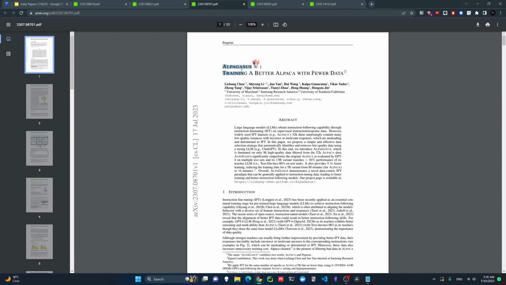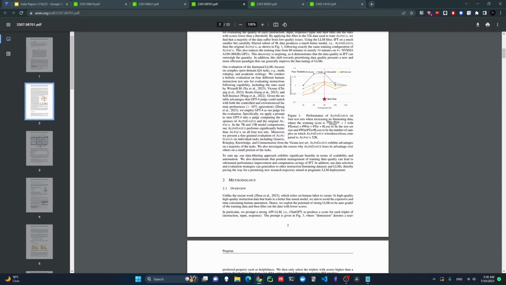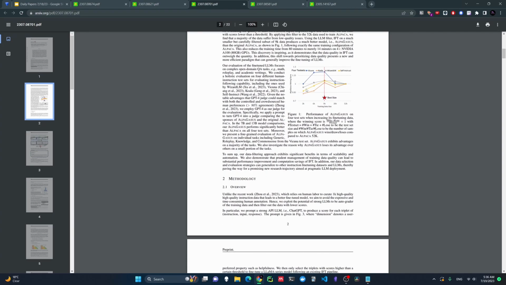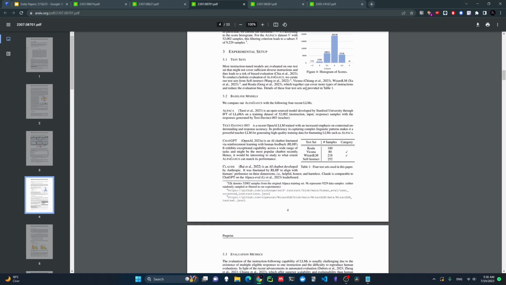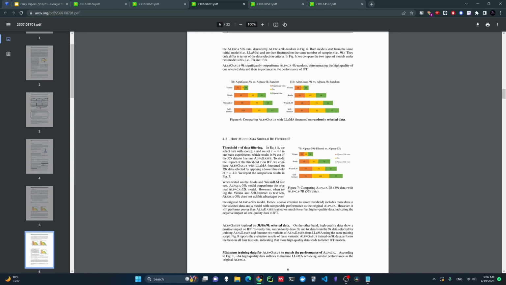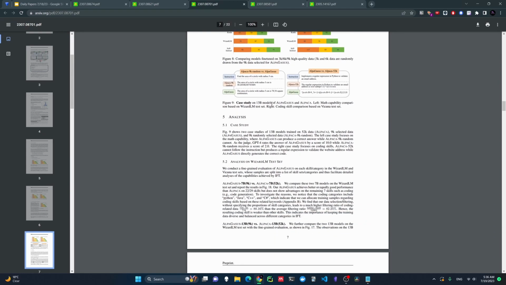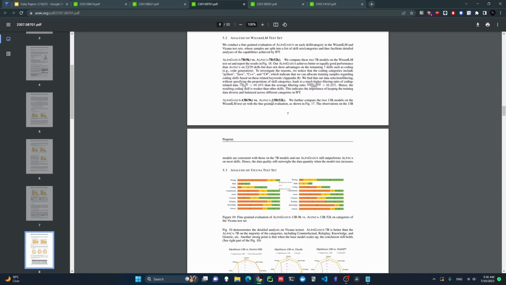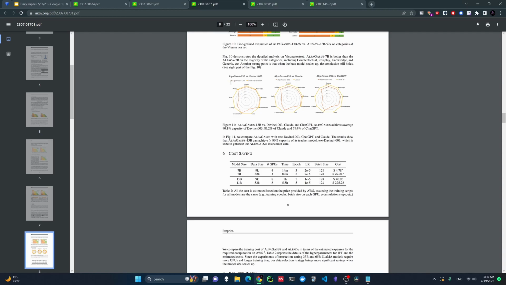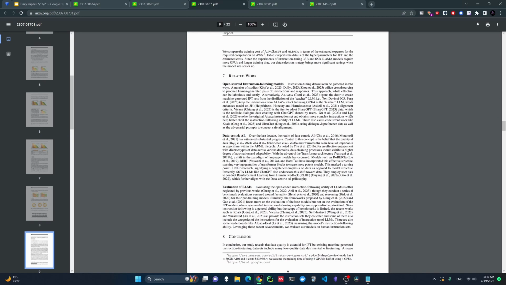And we have this AlpaGasus paper, which shows that data quality is more important than data quantity. It has a lot of graphs in here, which I really like. Typically, all the really good papers have really well-drawn graphs. That's something that I find to be interesting. These graphs are beautiful.